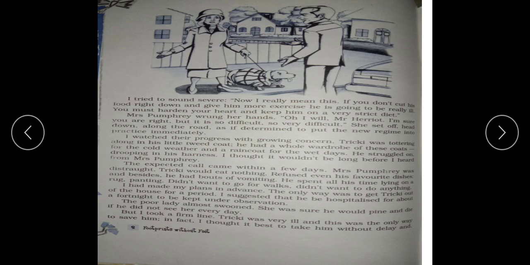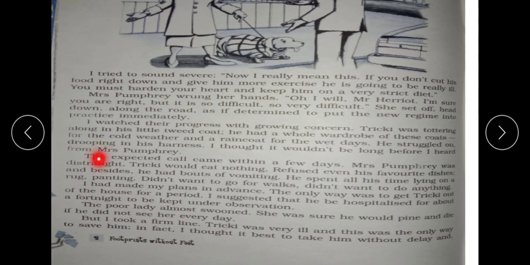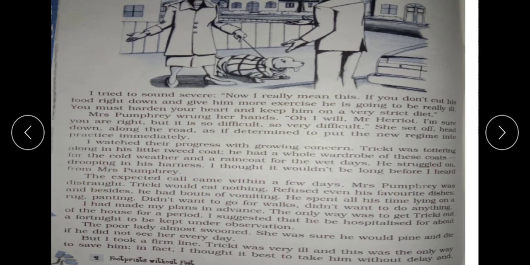He was walking with great difficulty, and at that point the doctor thought that within some days he would have a call from Mrs. Pumphrey, and she would tell him that the dog was really very ill. "The expected call came within a few days. Mrs. Pumphrey was distraught. Tricky would eat nothing, refused even his favorite dishes, and besides he had bouts of vomiting. He spends all his time lying on a rug panting, didn't want to go for a walk, didn't want to do anything." So as the doctor was expecting, within a few days he had a call from Mrs. Pumphrey, and she was very much distraught.